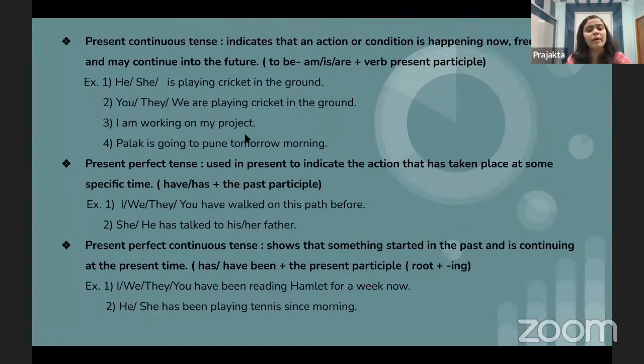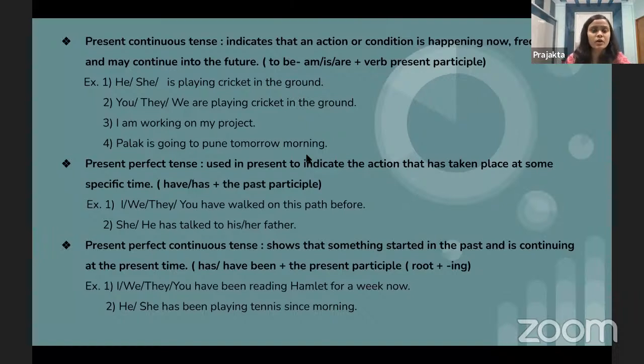I am working on my project. Okay, I am working on my project. Right now, I am working on my project. Palak is going to Pune tomorrow morning. Okay, so we can tell it like that. Okay, we can say it like that. Palak will go to Pune tomorrow morning.